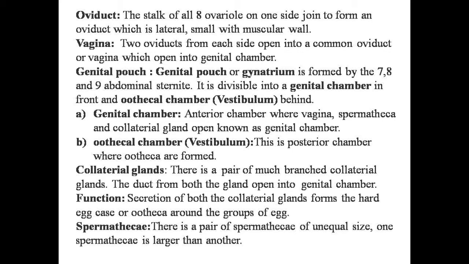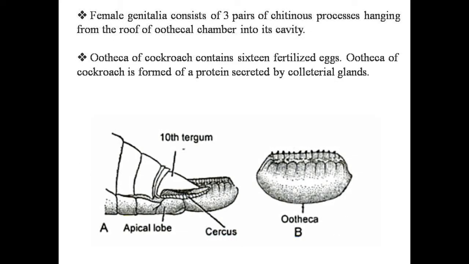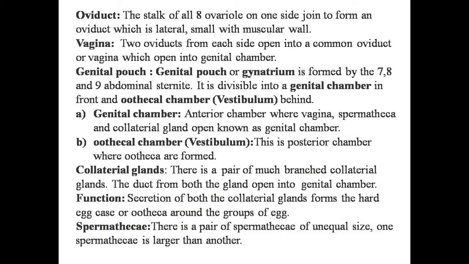Other than this, the collateral gland in paired form is present in the female reproductive system of cockroach. The ducts from both the glands open into the genital chamber. The secretion of the collateral gland forms a hard egg case or ootheca within which the eggs are deposited. Then the next part is the spermatheca.